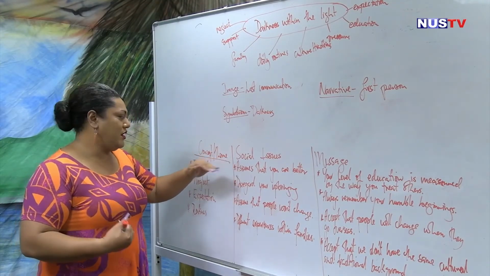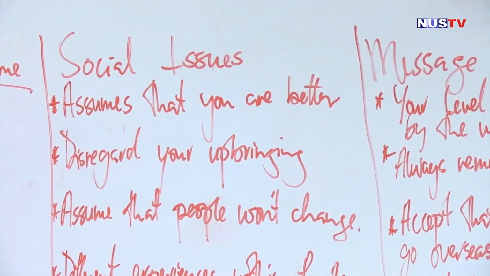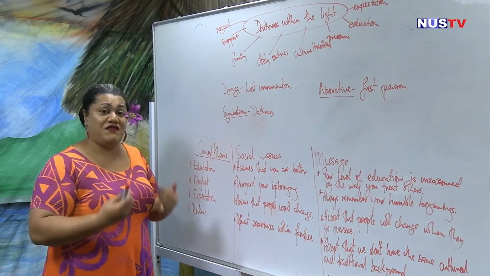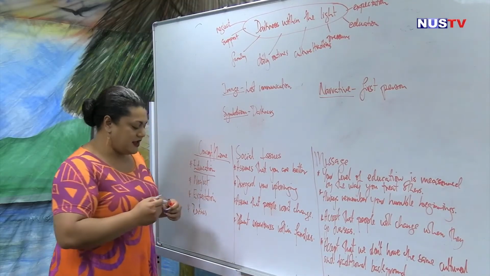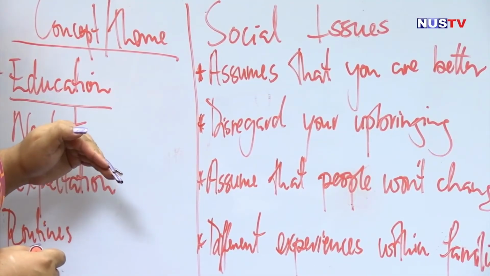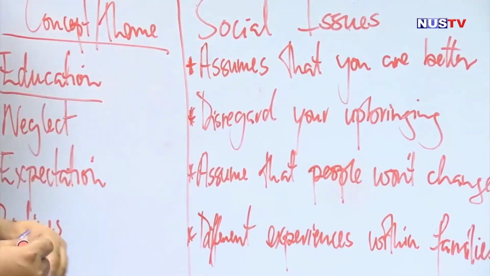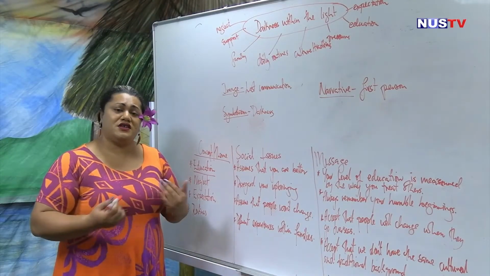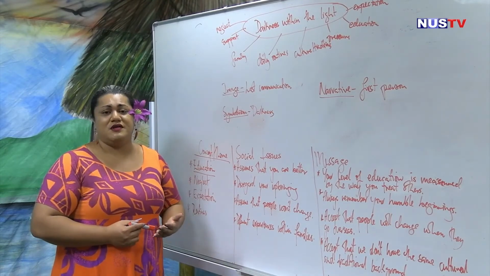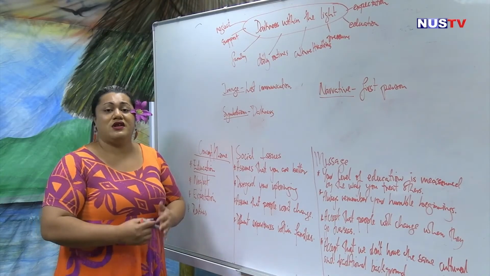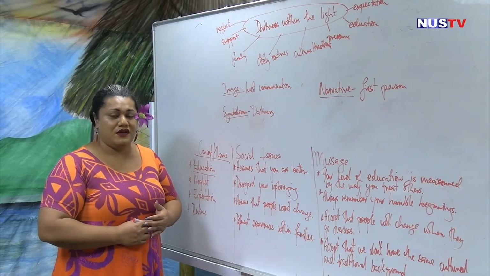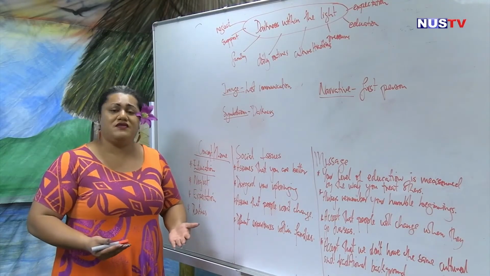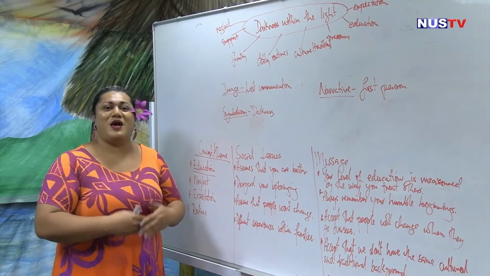Social issues, like we talked about before. How do you get the social issues? You use the concepts or a theme and think about an issue that is provoked, an issue that is caused by that theme. So for example, the theme of education. What is an issue that is caused by education? The social issue is assuming that you are better. Like I have mentioned before, normally a lot of students think that they are better than others because of the level of education that they have achieved in life. If you speak better English, or better Samoan, or if you are better in any specific subject that you are learning in school, then you just assume that you are better.